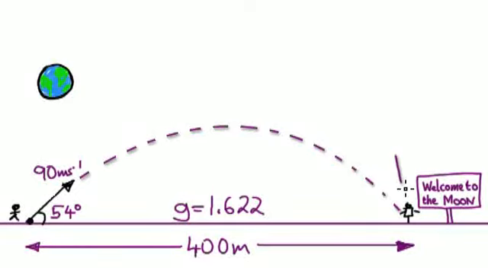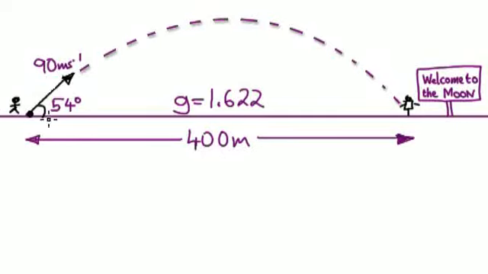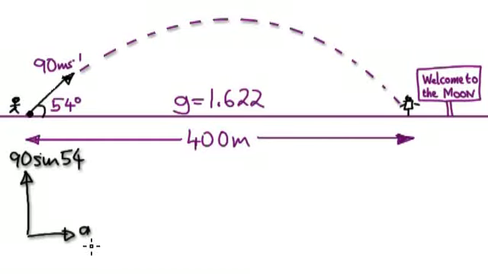So yeah, work out if we're able to hit our target when our target is 400 meters away. So press pause and have a go. Okay, so to work this out, at the moment, we're shooting in a diagonal direction. So break it up into the vertical and the horizontal components. So let's break this up. So this here will be 90 sine 54, and this would be 90 cos 54.